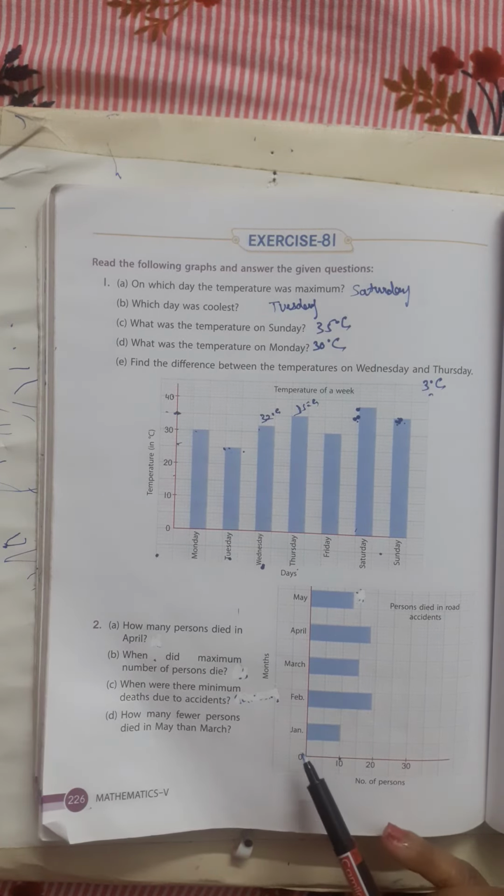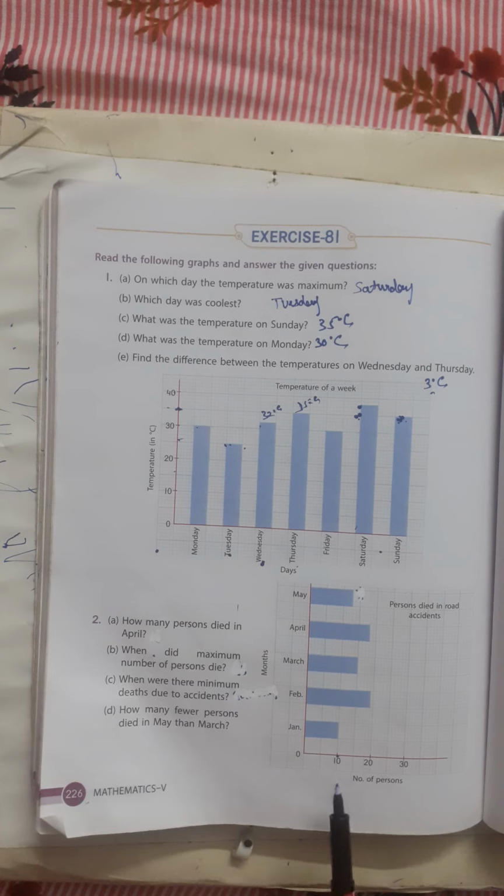The vertical line shows the months of the year and the horizontal line shows the number of persons who died due to road accidents. As you can see, 0, 10, 20, 30. In between 0 and 10 there are two squares, and one square is representing 5. 5 plus 5 is equal to 10. One big square has small squares, and one small square is equal to one person. So now we will find answers for the given questions.